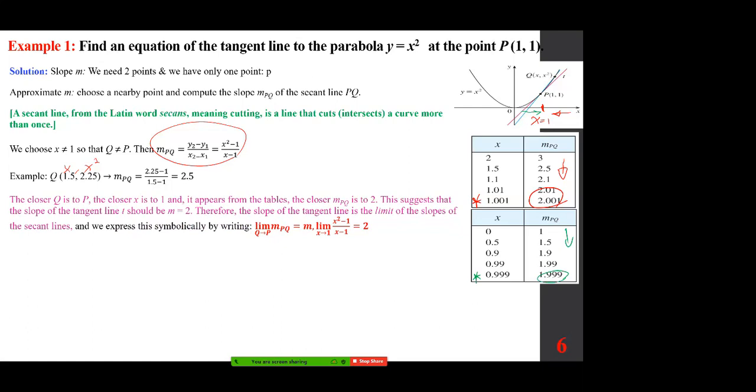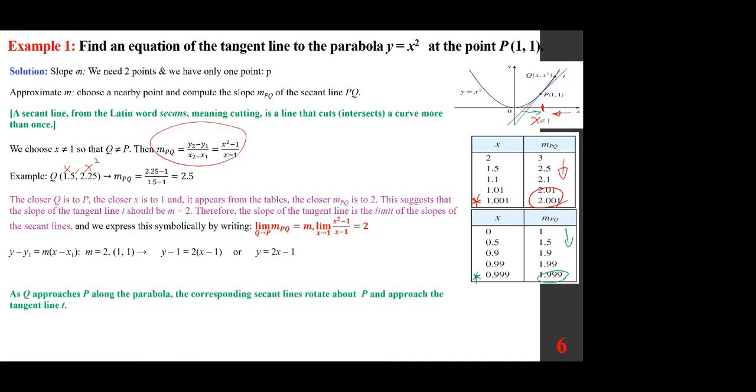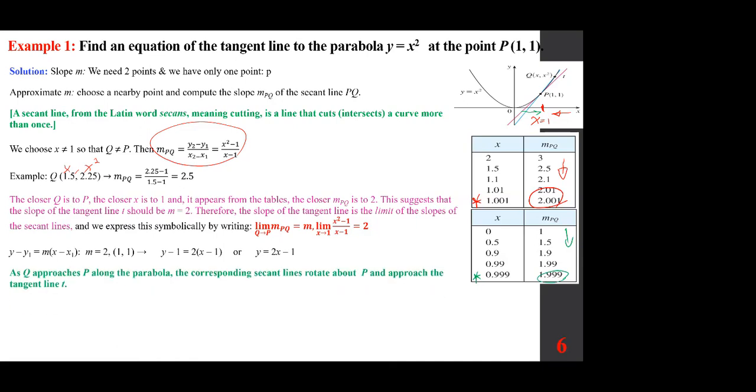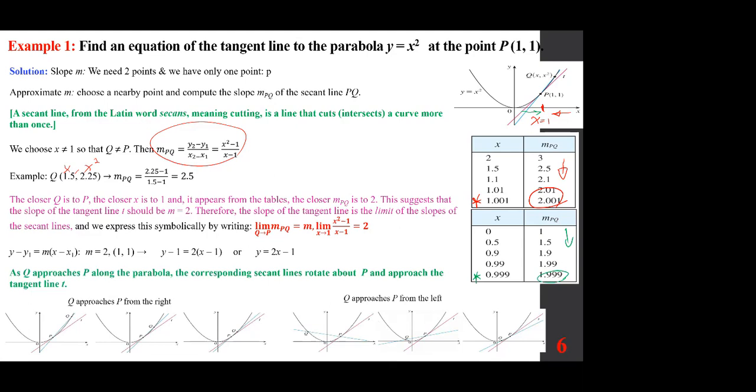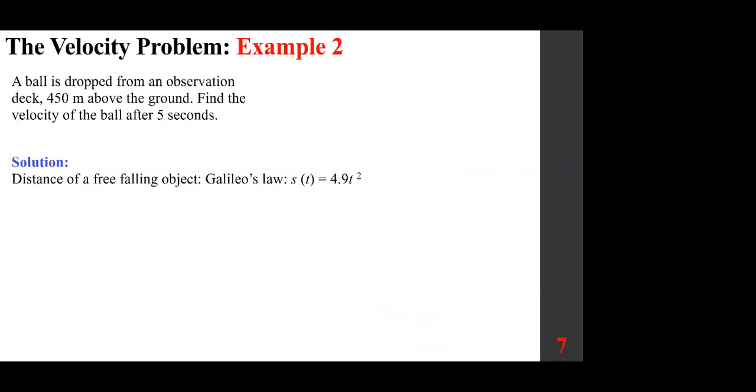We have a point, we have the slope, we are basically done. The rest is easy. We can come up with the equation of a line. Remember the point-slope form, y minus y1 equals m times x minus x1. And so basically, as q approaches p along the parabola, the corresponding secant lines rotate about P and approach the tangent line. So take a look, from the right, from the left. That's how we arrive at them. And that's the idea behind finding the concept known as a tangent line.